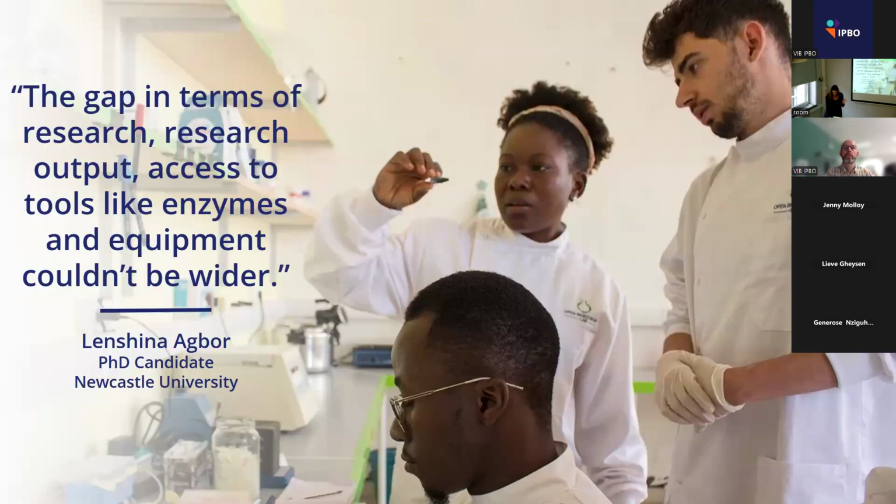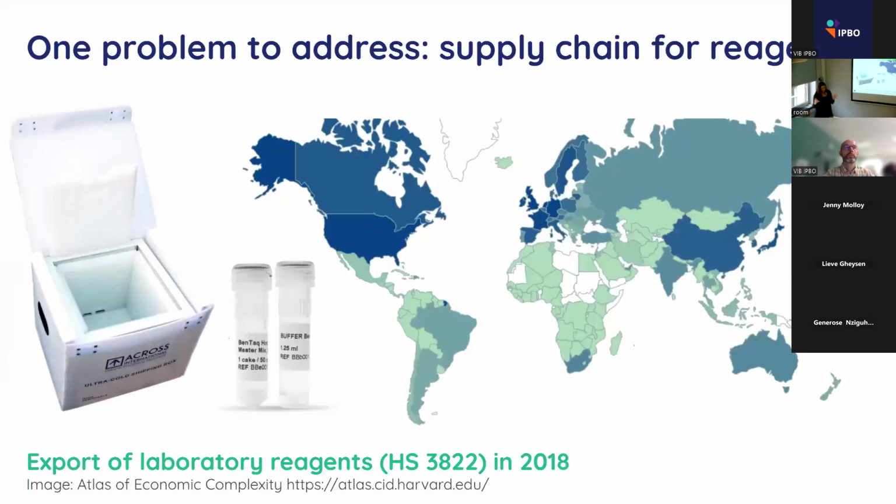We started thinking about what are the specific and granular problems that we might try to address. One big thing that came out was really the supply chain for reagents, over and above, for example, the supply chain for equipment.